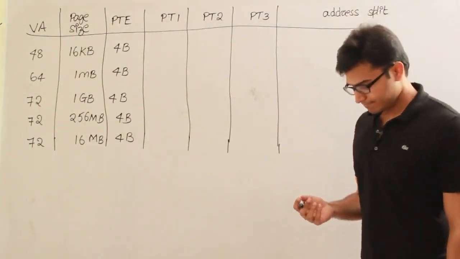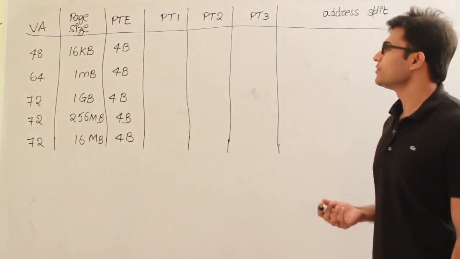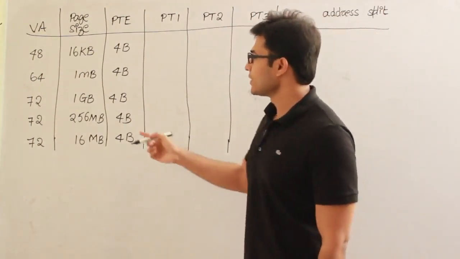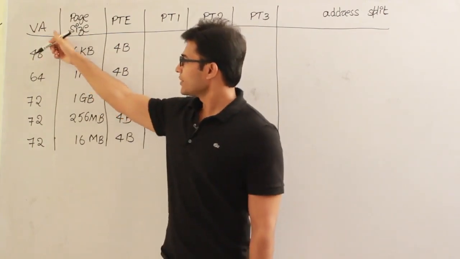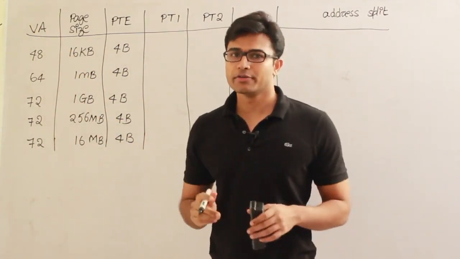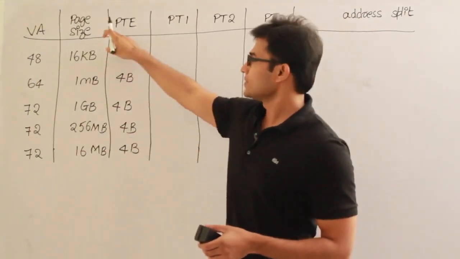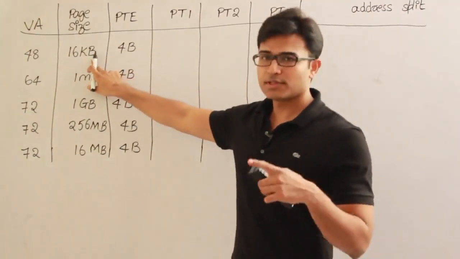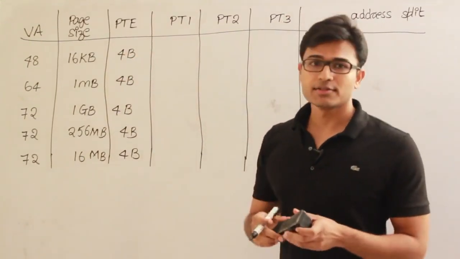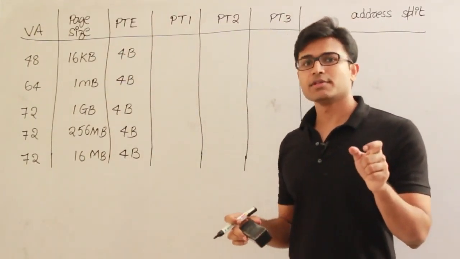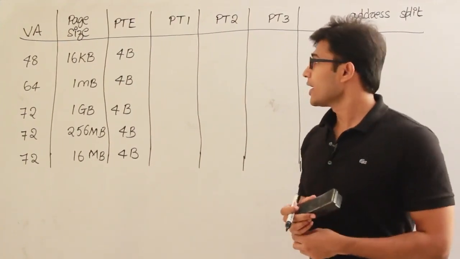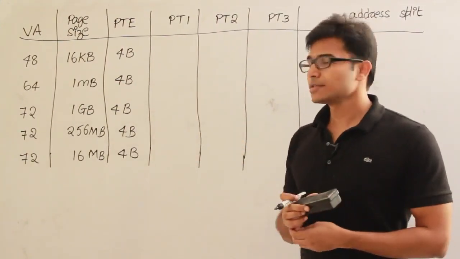Let's solve this question. It is not actually one question. I have given you 5 questions here. The information given is, one, the virtual address space. Virtual address means the number of bits in the virtual address. Then page size is given. Page size means the frame size and page size. Then page table entry. Page table entry is nothing but how many bits are present in each page table entry, and it is given in bytes. 4 bytes means 32 bits.